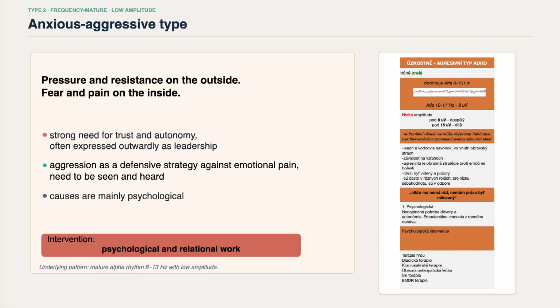In this case, therapy is very important. Neurofeedback is usually not the first choice here. A better starting point may include play therapy, dyadic therapy, craniosacral therapy, osteopathic treatment, somatic experiencing, EMDR or EMI therapy.